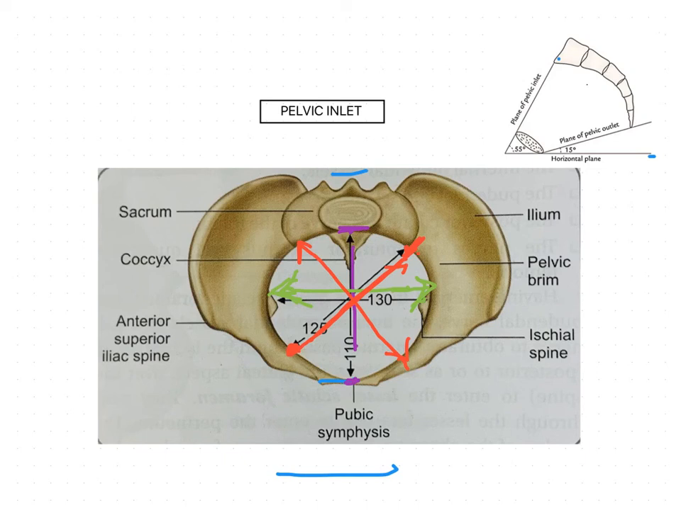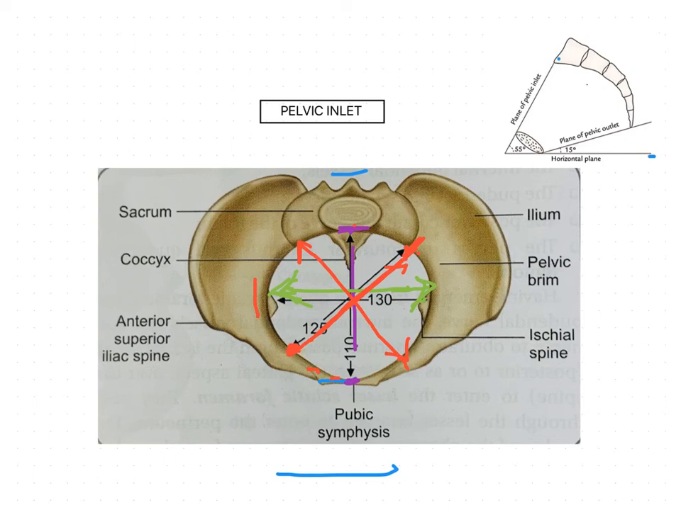So these are the diameters of the pelvic inlet. I have already mentioned the boundaries of this pelvic inlet. Posteriorly it is formed by the sacral promontory and a ridge separating the anterior and superior surface of the sacrum, and then the arcuate line. This is the arcuate line, and then the pecten pubis and pubic crest form the pelvic brim on both sides.